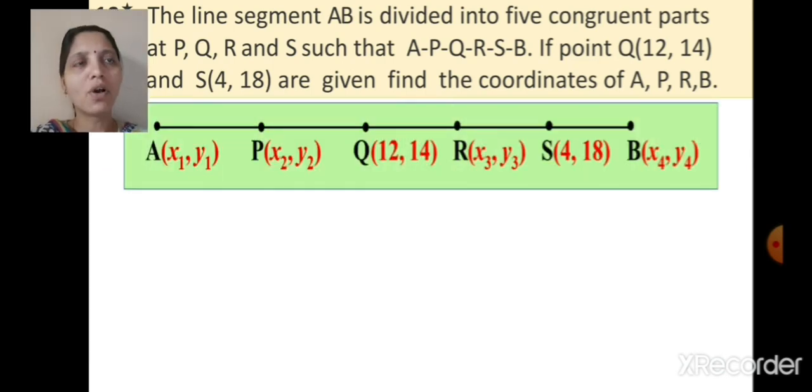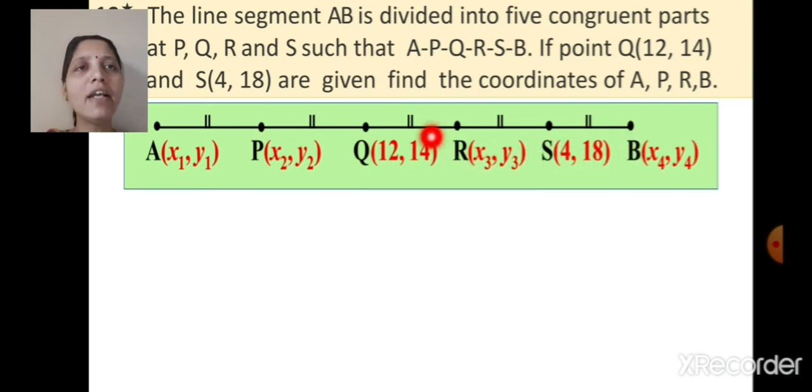Now let's first draw a diagram. So what is given here? Points A, P, Q, R, S, B are collinear points. So first we have to show those points. And AB is divided into 5 congruent parts. That means AP is equal to PQ is equal to QR is equal to RS is equal to SB.